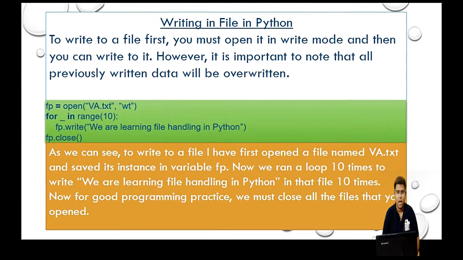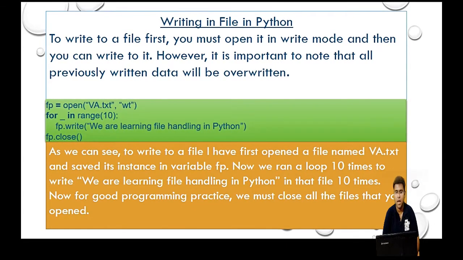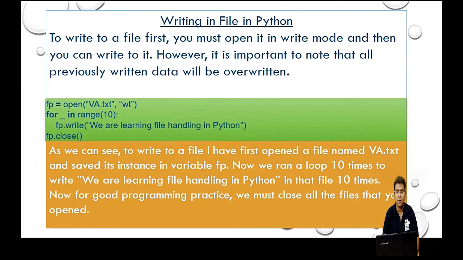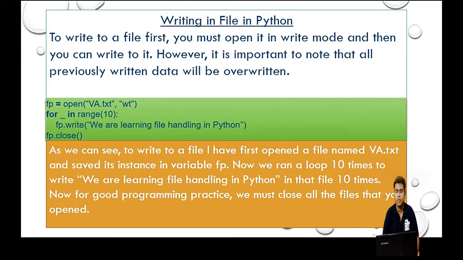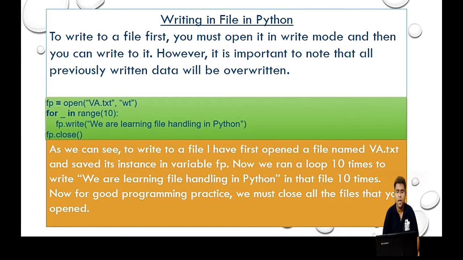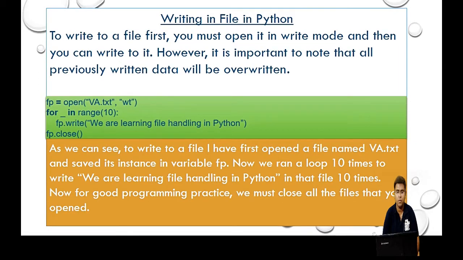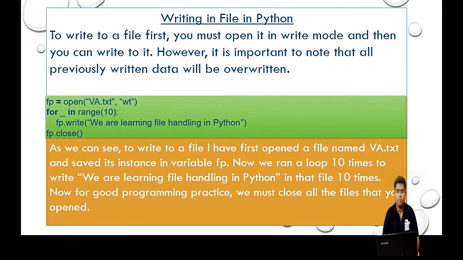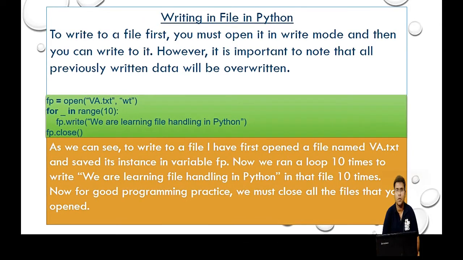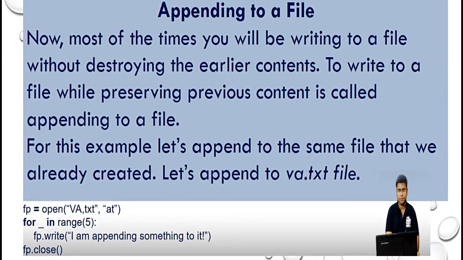In the next line I have created a for loop, and within the range function I have written 10. fp.write, we are learning file handling in Python. That means this particular data, we are learning file handling in Python, will be written inside the file va.txt 10 times. After performing the operation, I have to close the file. That's why I have written fp.close. Close is a built-in function. After performing any sort of operation, I have to close the file. We're moving further.